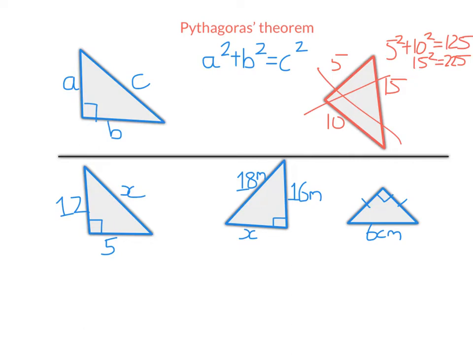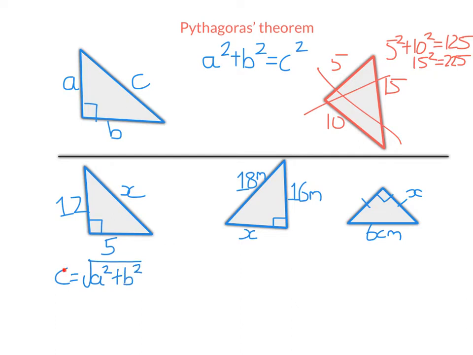So we can also use Pythagoras to find unknown sides of right-angled triangles. So let's start here. Here we are finding x. It is the longer side, the hypotenuse, because it's facing the right angle. So what I can do is rearrange this formula and make c the subject. So c is just the square root of a squared plus b squared.